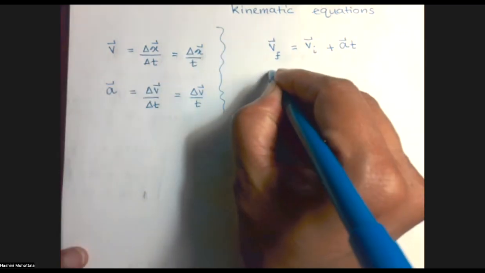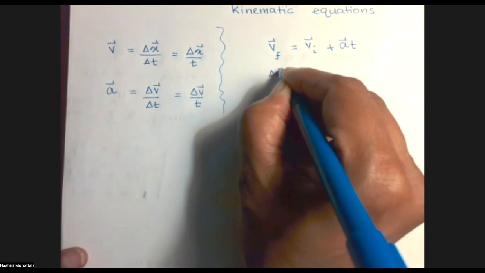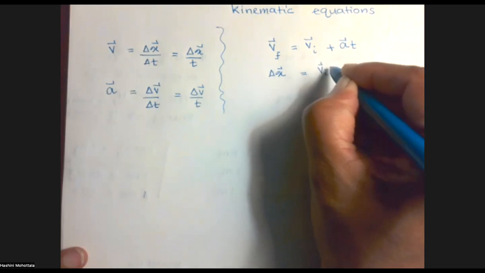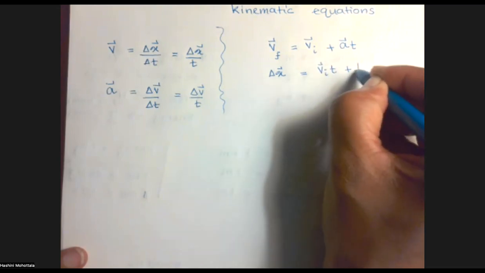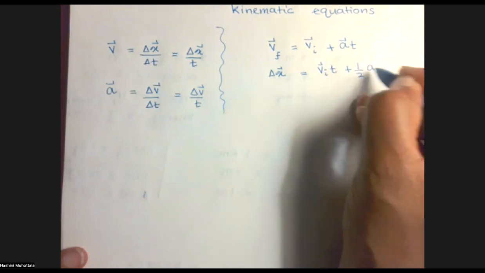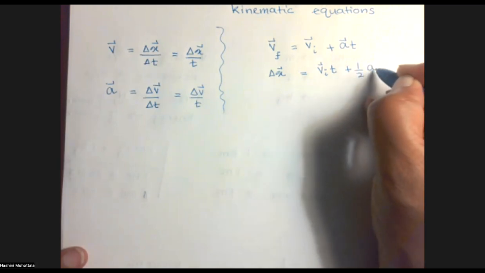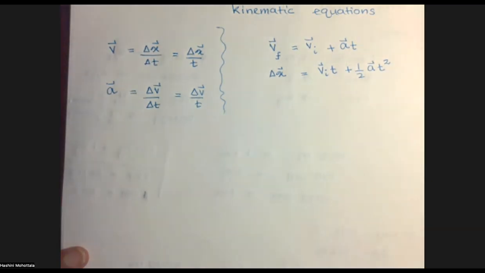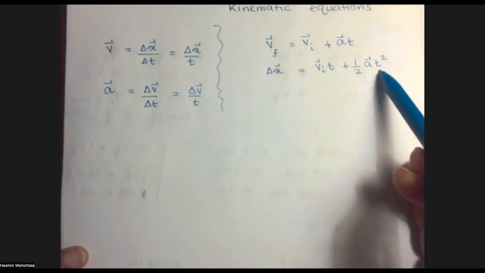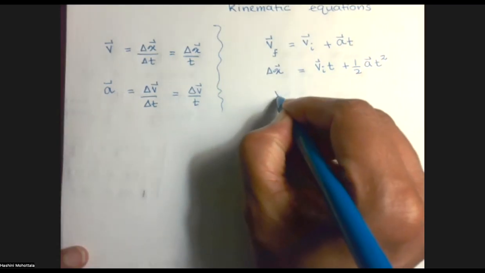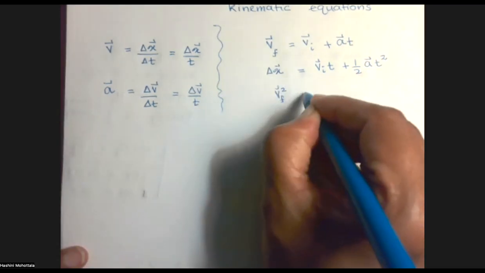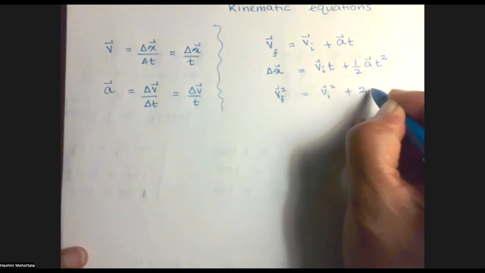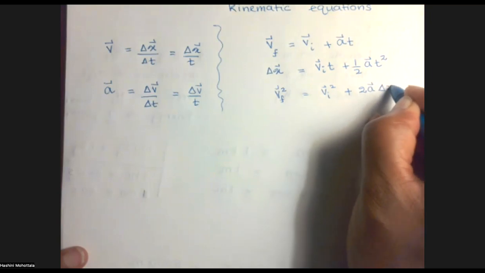And then the second equation we learned in the class: delta x, the change in displacement, equals V initial times time plus 1/2 times a times t squared. Many students forget to square the t, but please remember this is a t squared. And then the last equation is V final squared equals V initial squared plus 2 times a delta x.